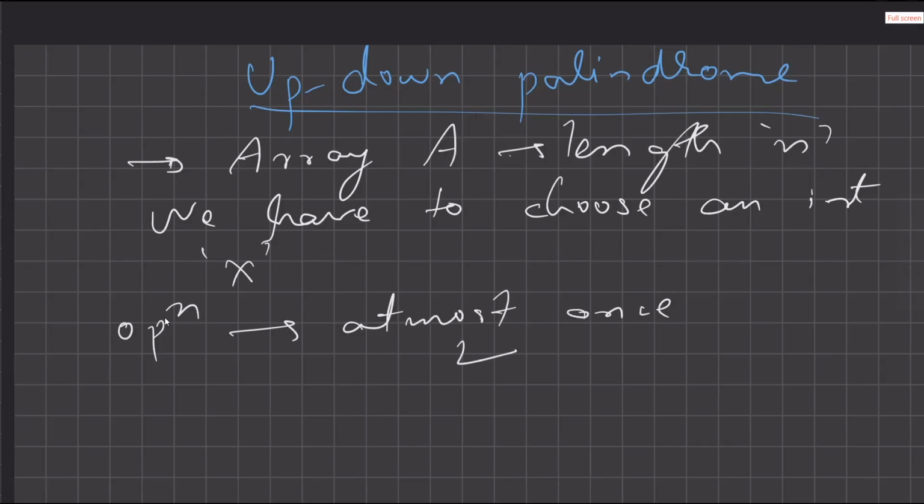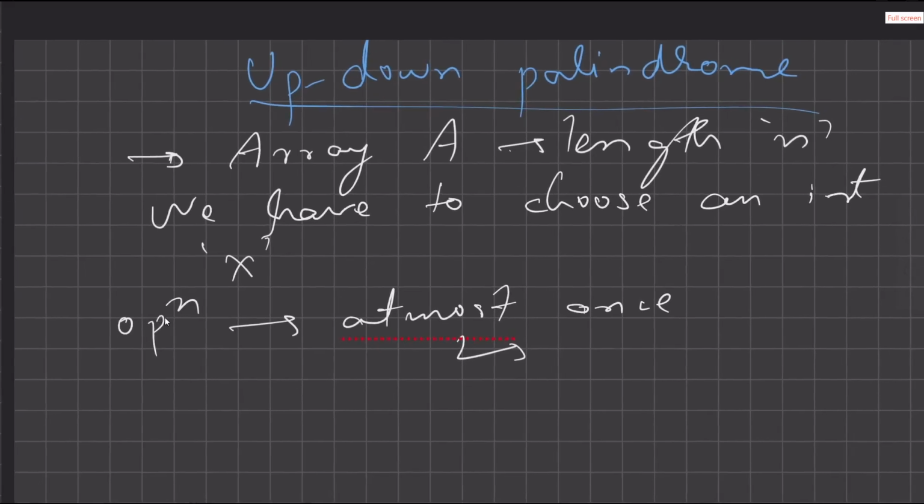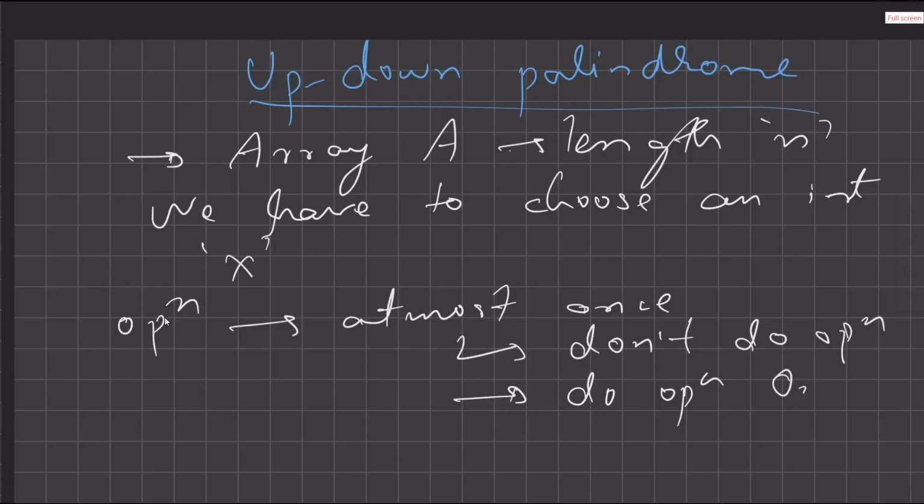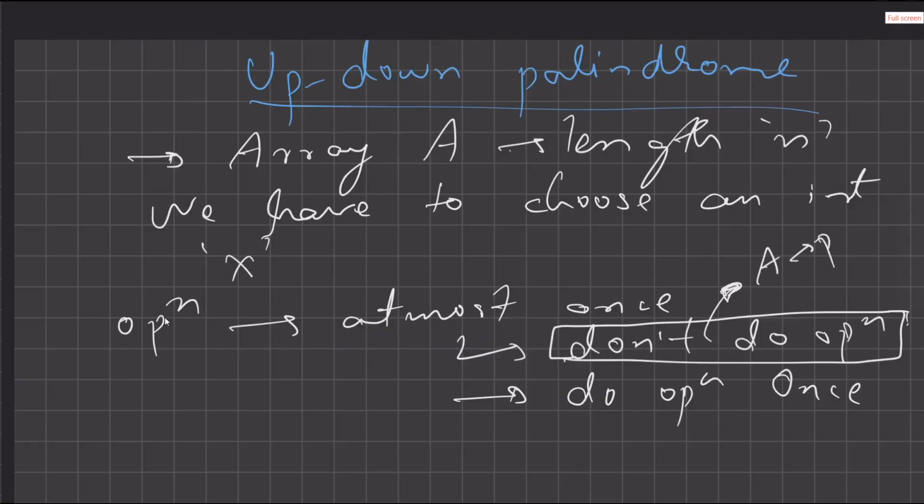The operation on the array has to be done at most once, meaning even if you don't do the operation, it's fine. Either don't do the operation, or else you can do the operation once. When you're not doing any operation, definitely x will not be chosen. This will be a case wherein the array A is already a palindrome.